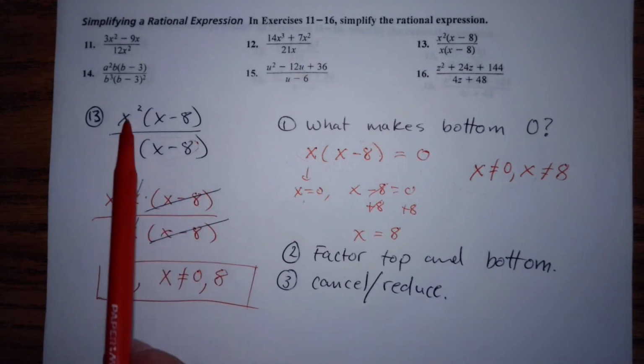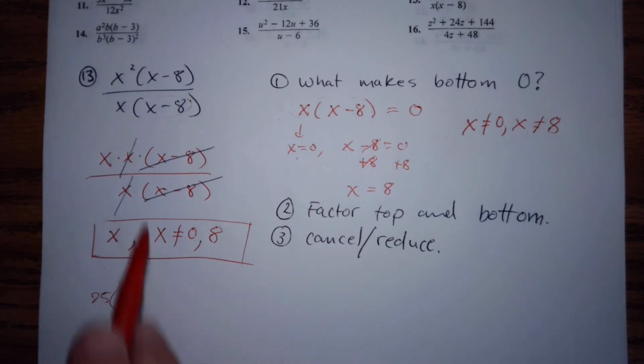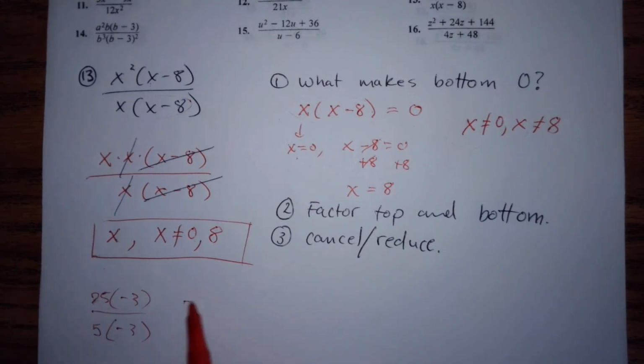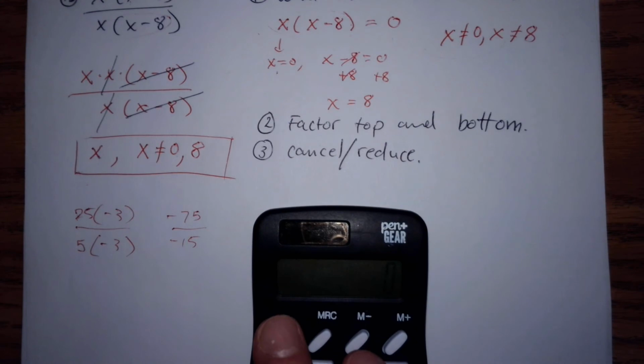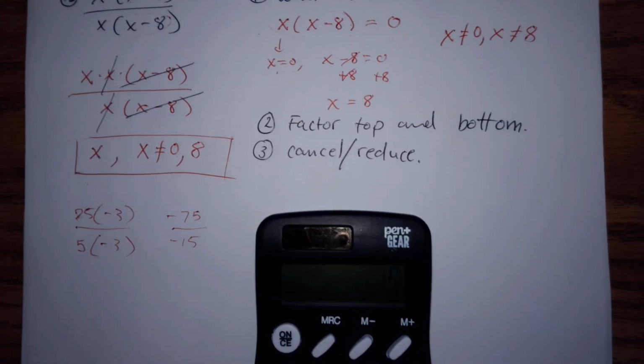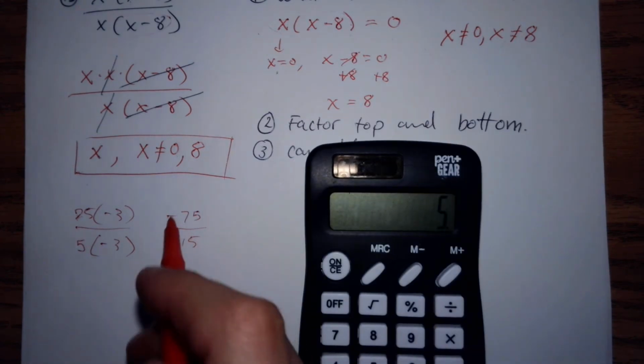I could test that. 5 squared would be 25. This is just a test, but this would be 25. And then times 5 minus 8 is negative 3. And then 5 times negative 3. This would be negative 75 divided by negative 15. If you divided that, you're going to get a positive 5. Do I need to show that? I'm going to show that real quick. 75 divided by 15 gives you 5, and negative divided by negative is a positive.